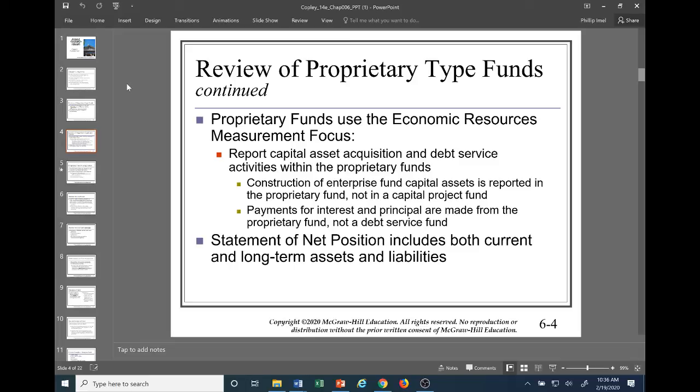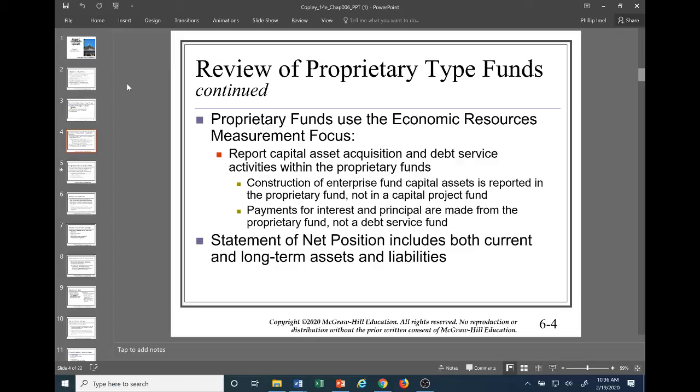Payments for interest and principal are going to be made from the proprietary fund, not a debt service fund, right? So it's nice. We don't have to worry about, okay, your fund is not this function, we need to send money over here so that debt service can pay it. We're just going to pay it straight out of this, right? So it's kind of nice. It takes a lot of the headache out of worrying about what fund has to deal with what. We're just going to deal with everything out of this one.